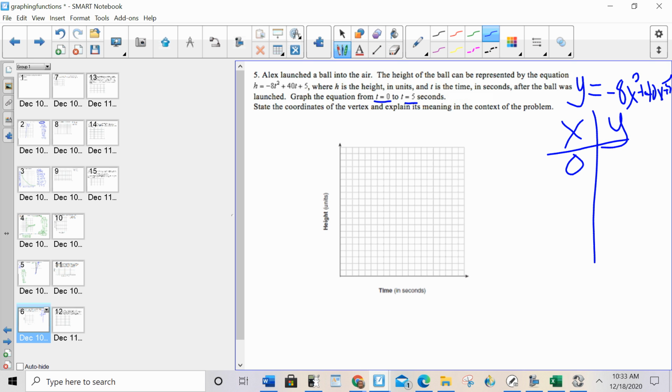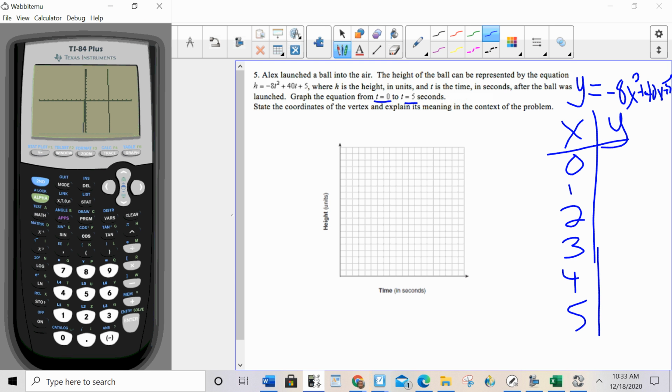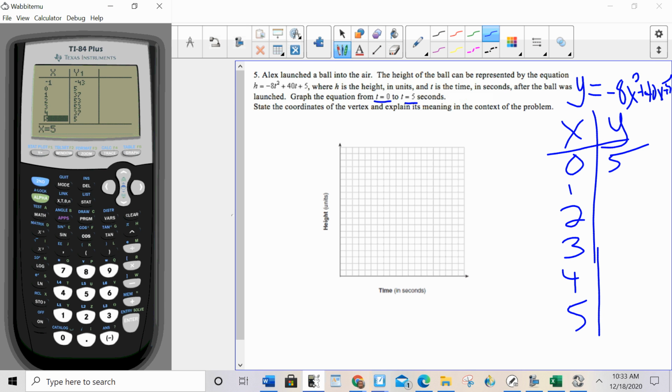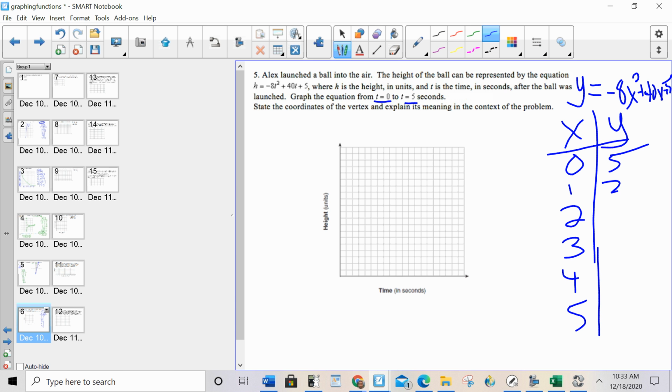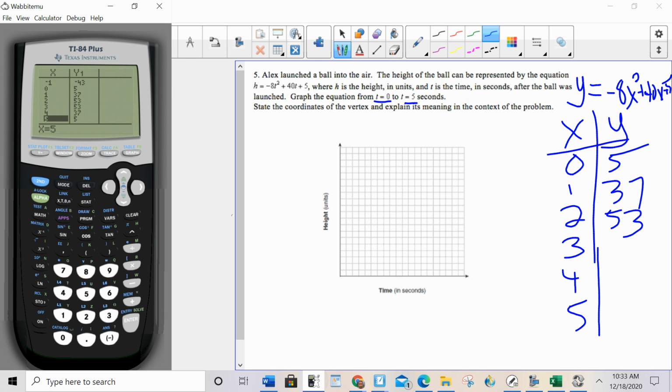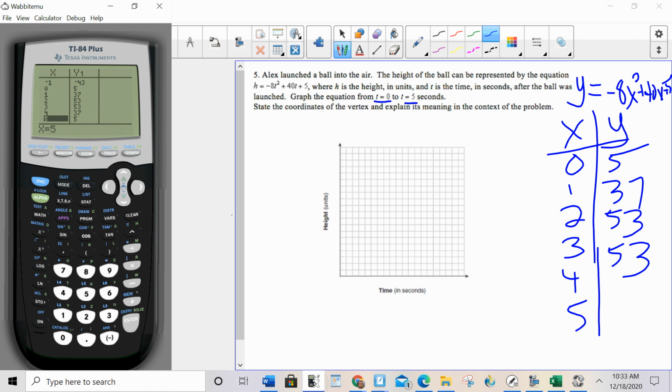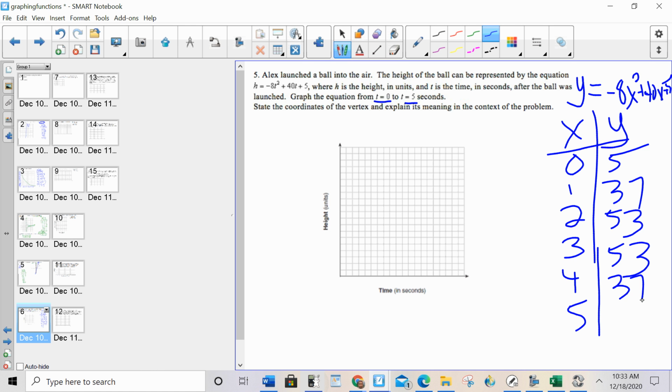So I know that my table, my x values, are going to go from 0 to 5. So it's telling me what to graph between. So I'm going to copy down the table from 0 to 5. 0 is 5. 1 is 37. 2, I believe it said, was 53. 3 is 53. 4 is 37. 5 is 5.